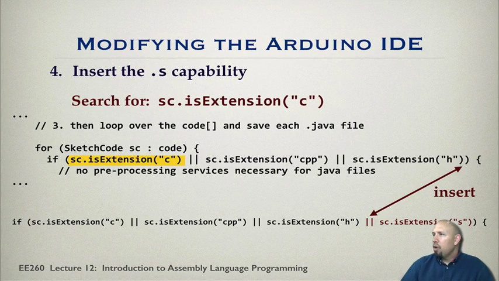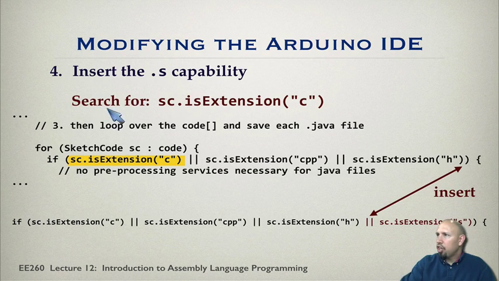Okay, so in step 4, we need to insert the .s capability. The .s capability is not automatically allowed, so we need to just insert it. Now there are 2 places in the sketch.java file that we need to change.